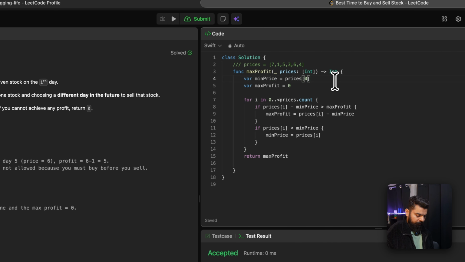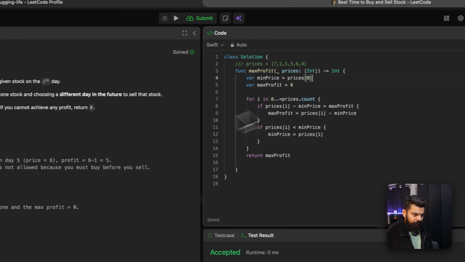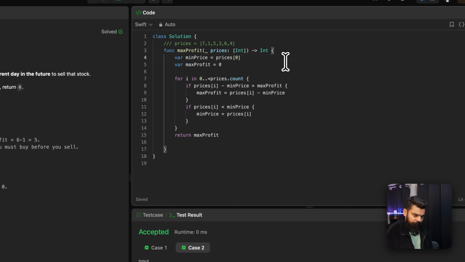So initially what do we have, we were having this minimum value from this array. Take the example of this one. So initially we had 7, and max profit is 0. Now when the first iteration happens, we are checking prices[i] minus min price. So we have 7, and 7 minus 7 is 0, and we are checking if it is greater than max profit, which is 0. Definitely it is not greater than 0, so it will not go into this condition.